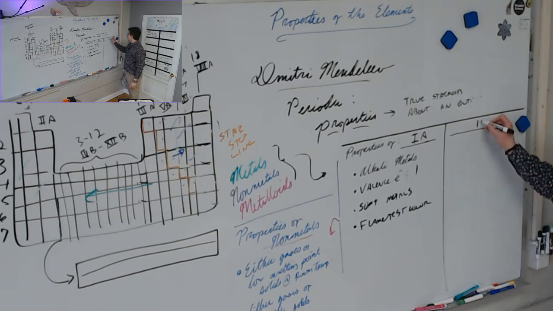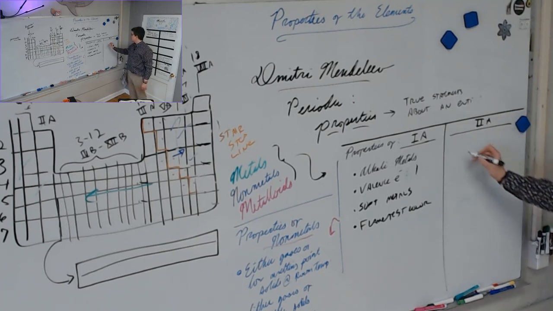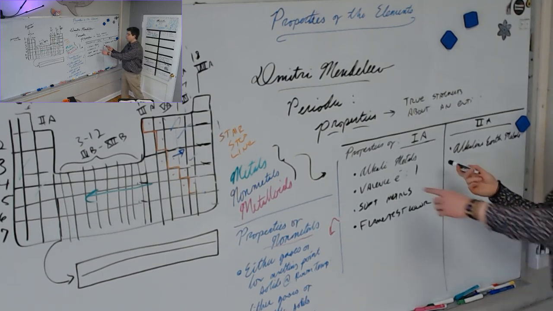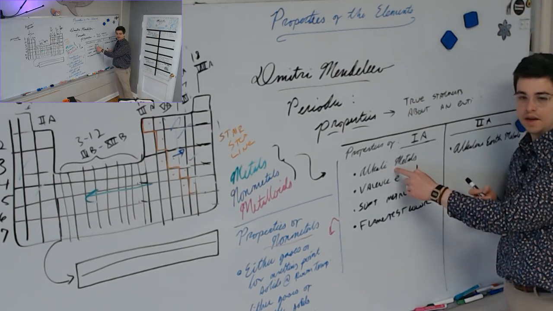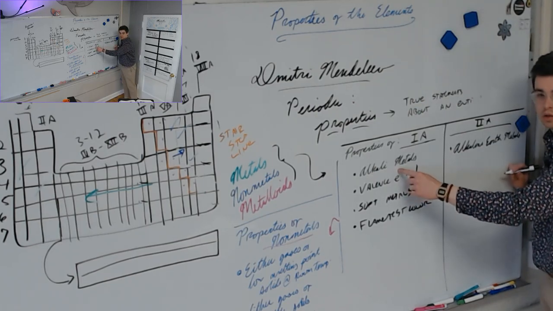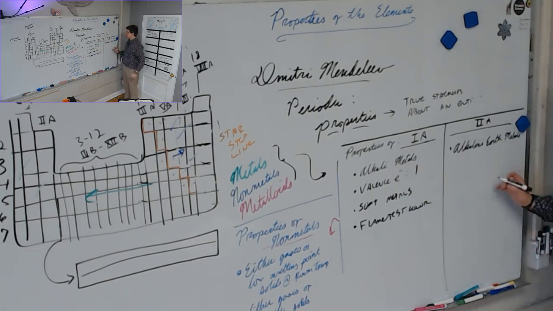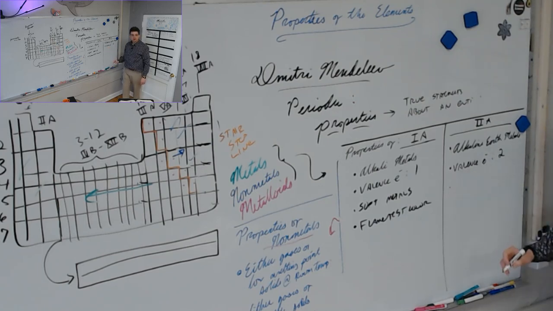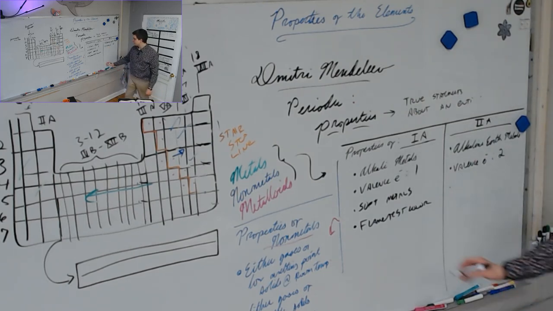Now we're going to move on to 2A. What are these called? Alkaline earth metals. The best way to remember this is that group 1 has one word and then metals. Group 2 has two words and then metals. Alkali metals was group 1. Alkaline earth metals is group 2. Valence electrons? 2.